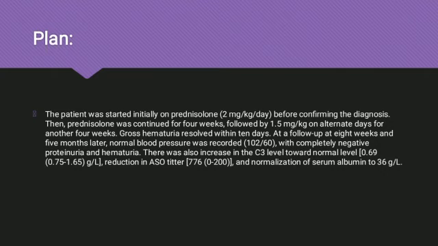That shows that hematuria and proteinuria are totally treated, and there was also an increase in the C3 level, that is, it is now 0.69, initially it was 0.169, and there is a reduction in ASO titer, that is 776, and initially it was very highly elevated, that is 3320, and there is a normalization of serum albumin also.